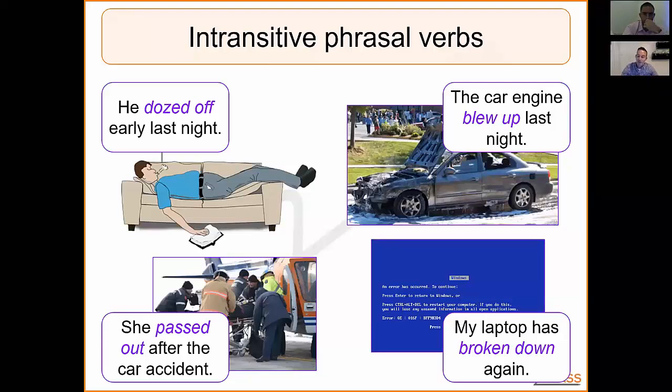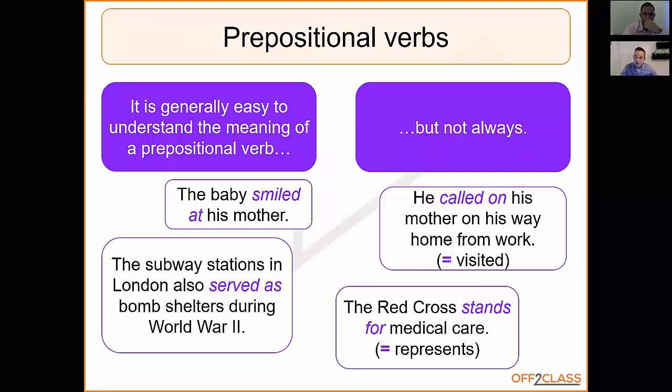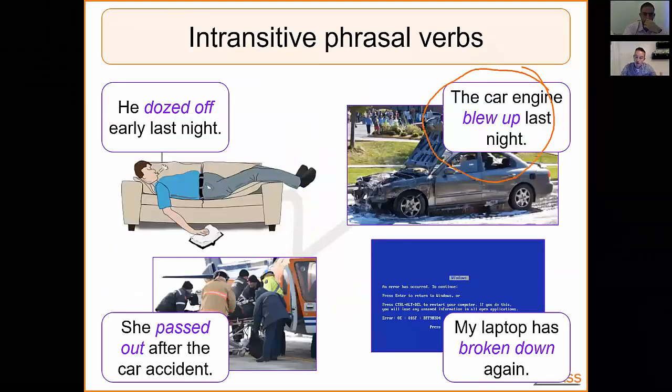However, some of these can be used in a way that's called an ergative verb, and they can take a direct object. So if we look at the example, the car engine blew up last night, you could also say that someone blew up the car, and therefore it becomes a transitive phrasal verb there as well. So there's a small group there you need to be familiar with as a teacher, but on the whole, an intransitive phrasal verb can't always be used in a transitive sense.